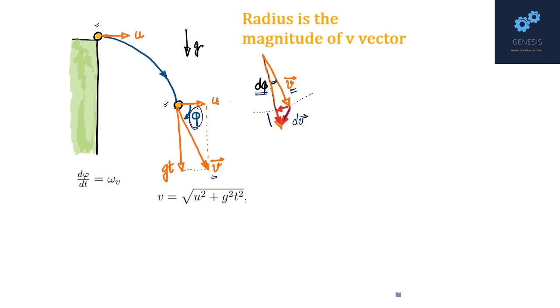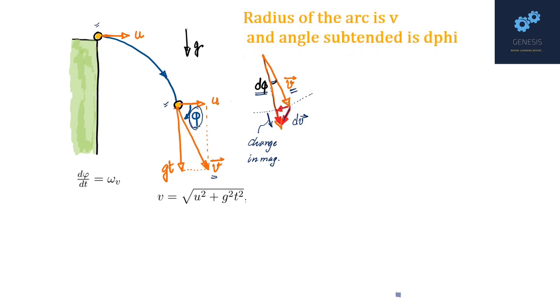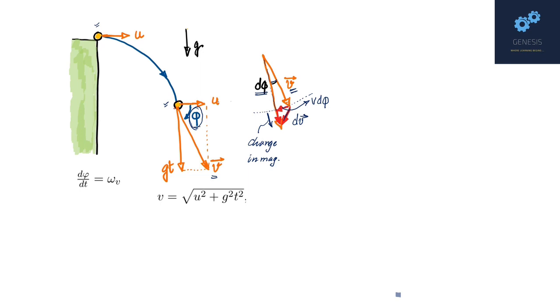So this extra length is the change in magnitude of the velocity vector. So this is the change due to the magnitude of the velocity vector, and this one is the change due to rotation of the velocity vector. So what is the length of this part? It is very easy to see that it is nothing but v into d phi. So the magnitude of the change in velocity vector just due to turning of the velocity vector is v d phi.